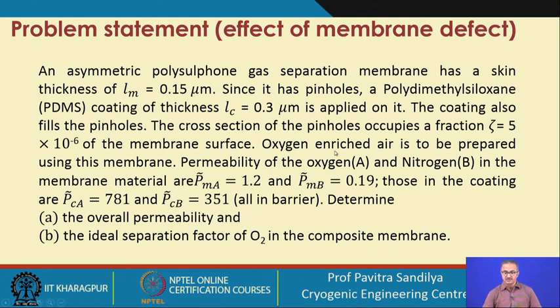Now we have oxygen enriched air to be prepared, and what we are doing is that we have an oxygen nitrogen mixture. Oxygen is represented by A and nitrogen by B, and we have all these values of the permeabilities given here, and we are also given these for the coating. So this represents the permeabilities through the membrane, this M represents membrane, and these are the permeabilities through the coating, C represents the coating, all in barrer. There is a spelling mistake here, this is in barrer. So we have to determine the overall permeability and the ideal separation factor of oxygen in the composite membrane.